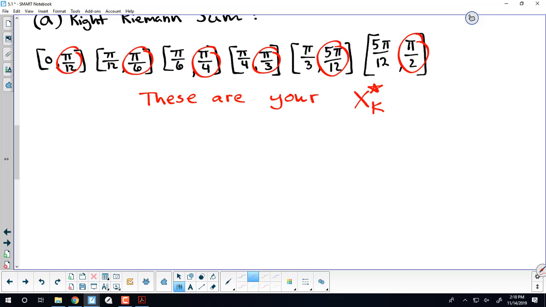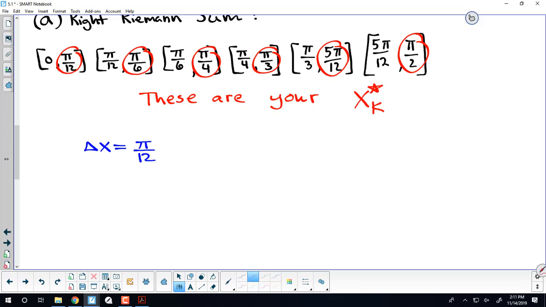So those values that we've circled are what we need to plug into the function to get the height of each rectangle if we're using the right Riemann sum. What's the length of each rectangle? The length of each rectangle is always pi over 12 for this particular problem.